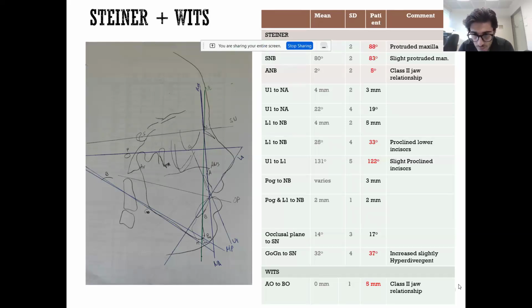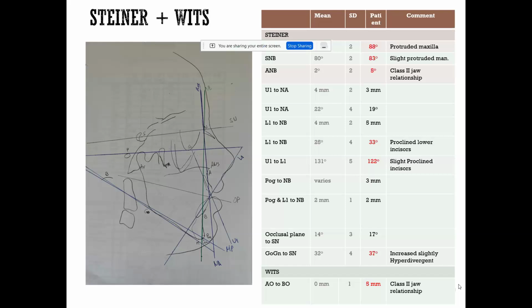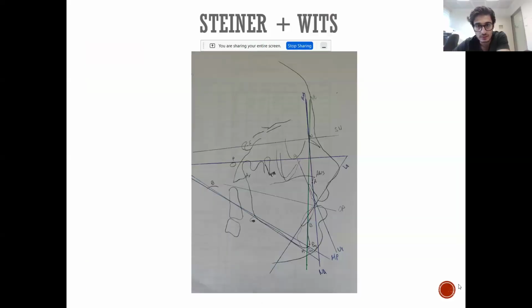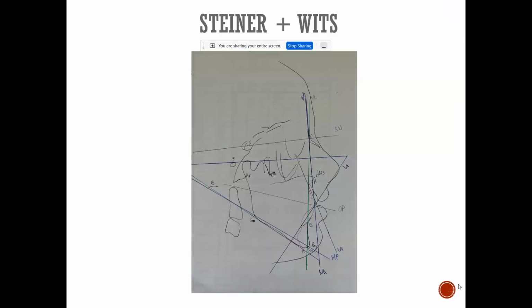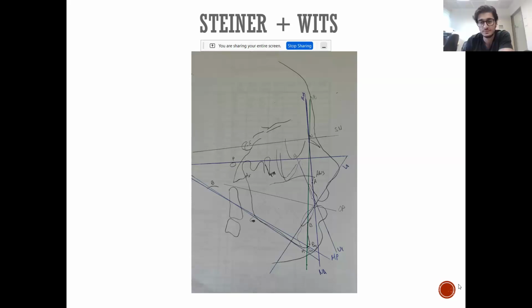And we have gonion to gnathion to SN. Gonion-gnathion to SN is 37 degrees, so it is slightly increased. It's a hyperdivergent patient. And again, according to Wits, A to B is 5 millimeters. So again, class 2 relationship. So it matches everything. So you have here a class 2 and you have some compensations for the class 2: retroclination in the upper, proclination in the lower.